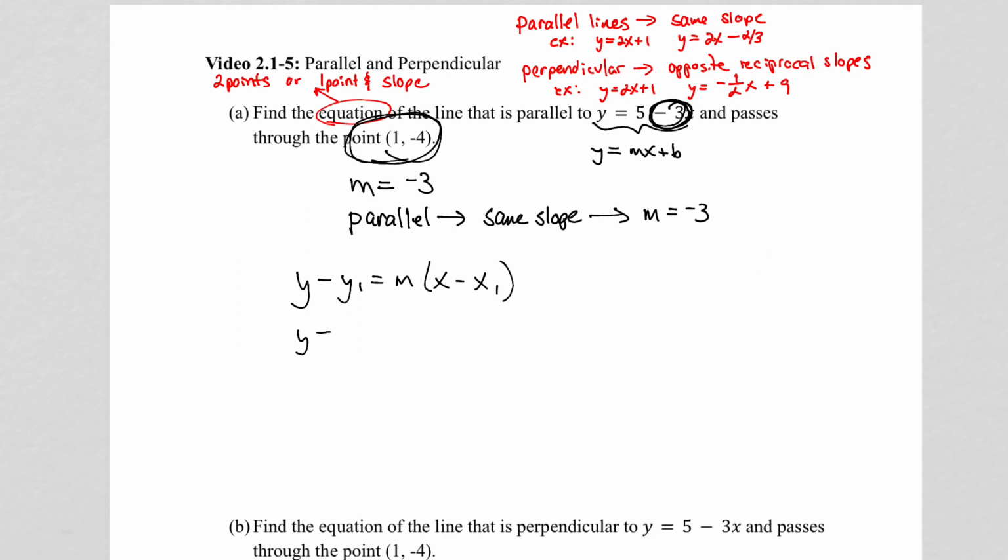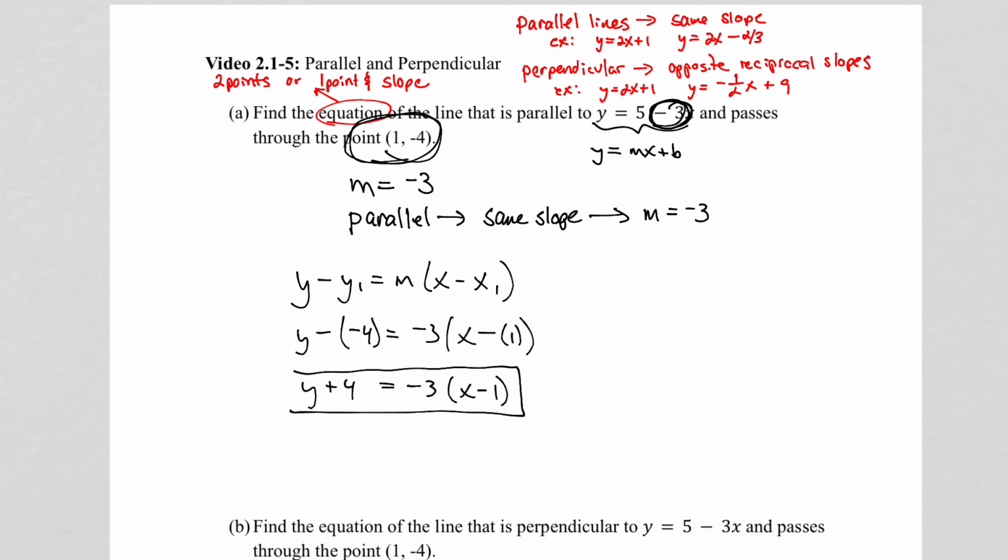And as always, I'm going to substitute into parentheses. So my y-coordinate of the point they gave us is negative 4. The x-coordinate of the point they gave us was positive 1. And I'm just going to clean this up. Y plus 4 equals negative 3 times x minus 1. And they don't tell us that we need to write the equation in slope-intercept form, so point-slope form is sufficient. So I'm going to stop right there.